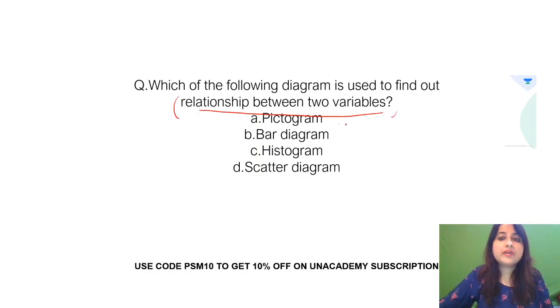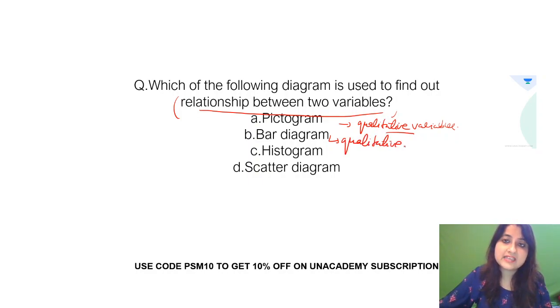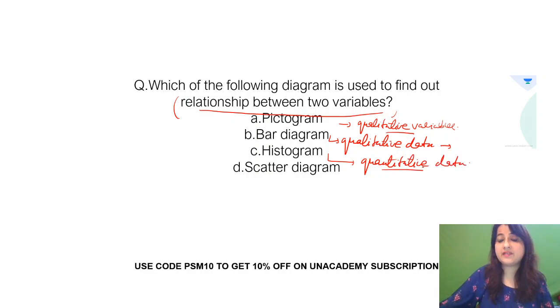Pictogram is basically used for qualitative data, when we have to explain something to a layman who doesn't know too much about graphs. Bar diagram is again used for qualitative data, and it is the most versatile statistical diagram that is used. Histogram is used for quantitative data, when we want to represent continuous variables.